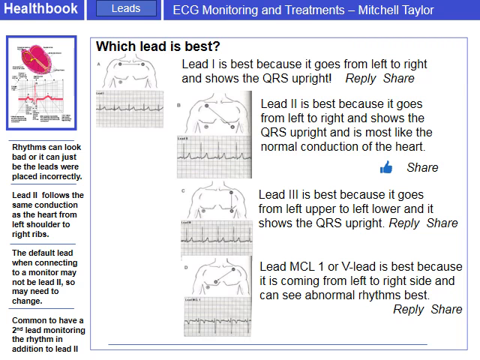lead. MCL1, or sometimes they might be called different V leads, says it's best because it's coming from left to right side, which is opposite the conduction, and so you see the QRS is now facing down. But it is good to see abnormal rhythms, so maybe I can see PVCs or other things, and so lead 2 and MCL1 would be 2 good leads to have on there. But if I had to have one lead, which would I choose? That's right, lead 2, because it most follows the conduction of the heart.